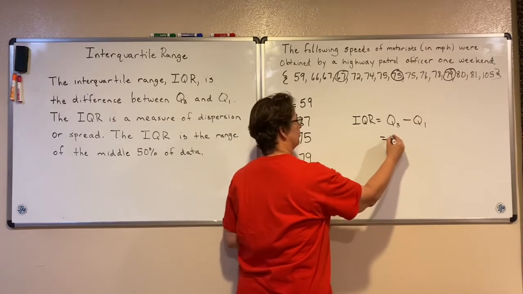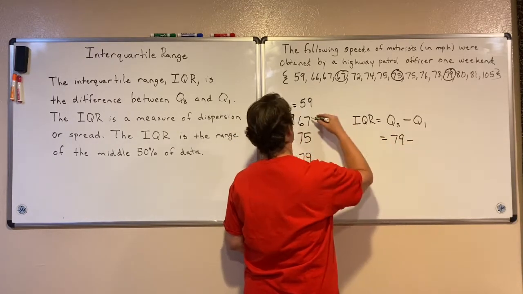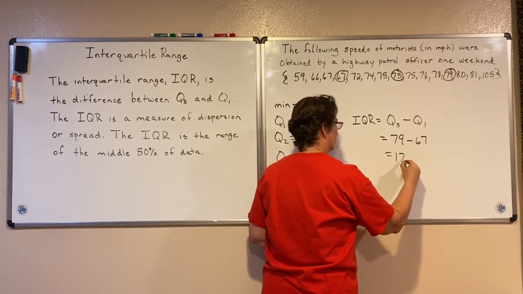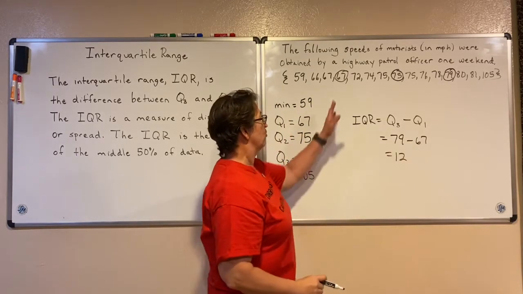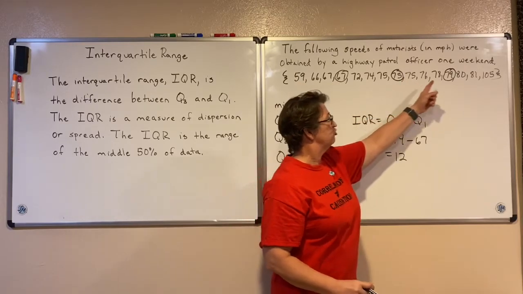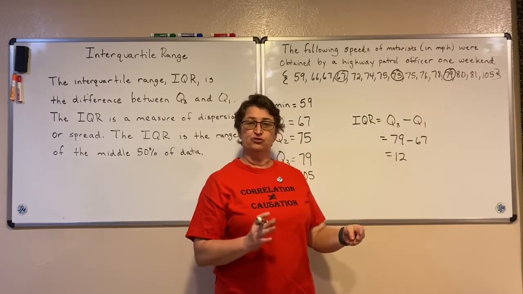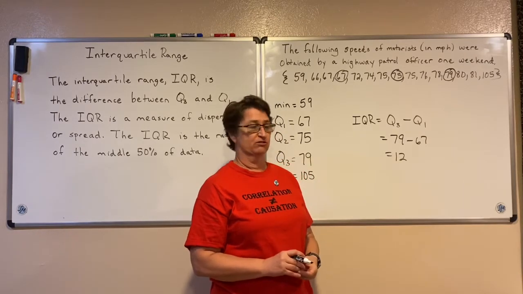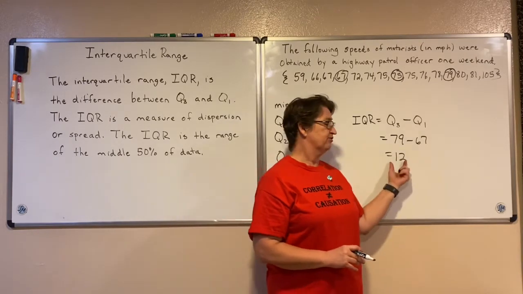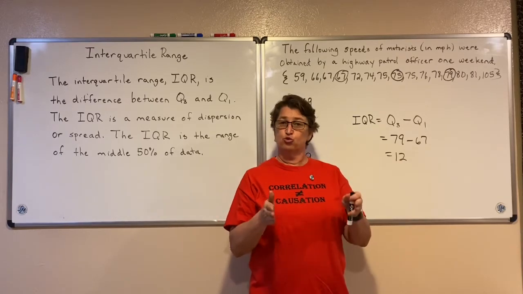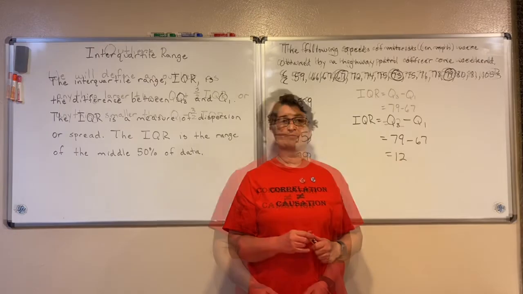So Q3 was 79, Q1 is 67, and so the interquartile range here has a difference of 12 units. The range from one end to the other is 12 units long. And that tells us that 50% of our data is within 12 units of itself.